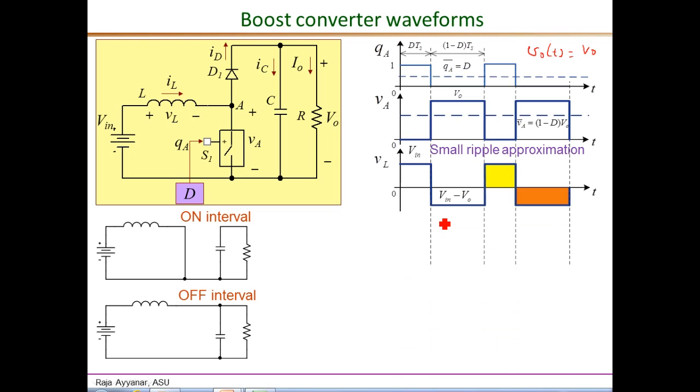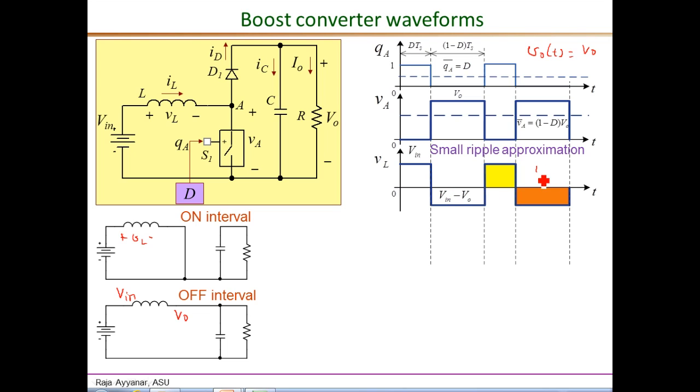The next waveform we see is that of the inductor voltage V sub L. During the on interval, looking at this equivalent circuit, VL is exactly equal to Vin. VL is defined with this polarity, and that is what is indicated here. And during the off interval, we look at the second equivalent circuit, and here VL is Vin on one side minus Vo on the other side, so it's Vin minus Vo. And for a boost, Vo is higher than Vin, therefore this is a negative quantity during the off interval.